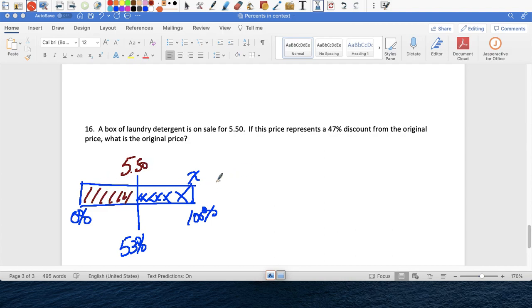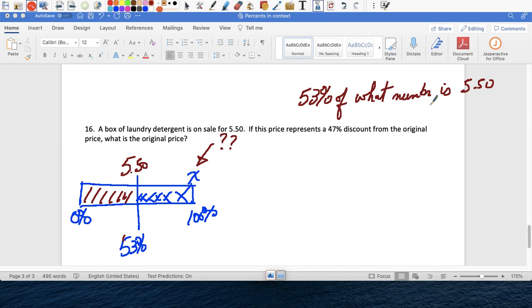So now the question is, what was your original price? You took 53% of a number, and 53% of that number is $5.50. What's the original number? So let's phrase that as a question: 53% of what number is $5.50? Because that's what you did. You're paying 53% of this number, and you end up paying $5.50.